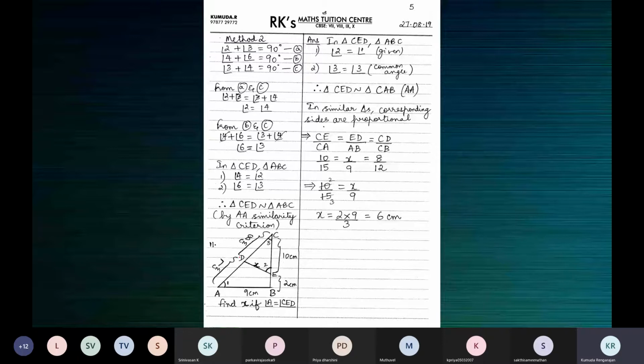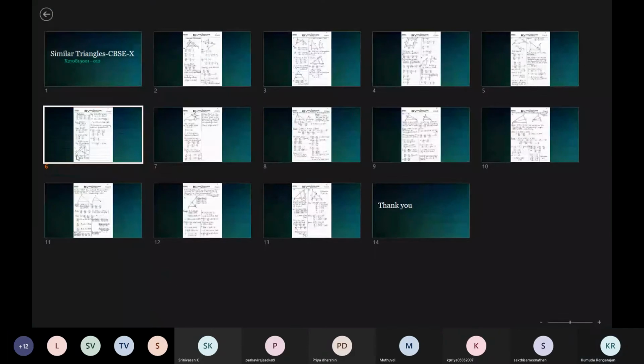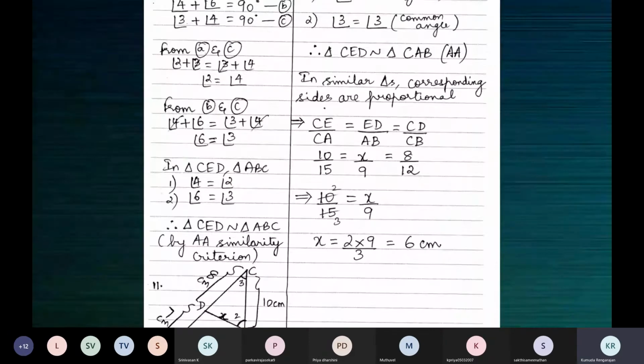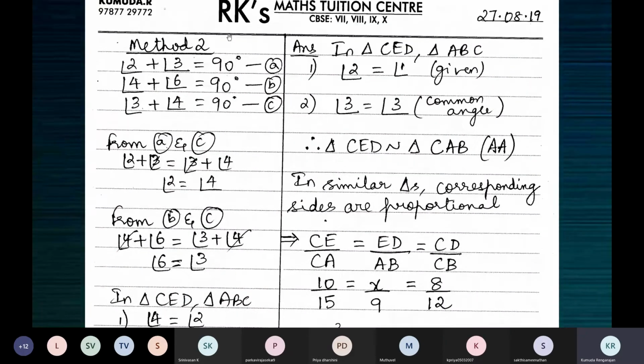Now don't say that the earlier one was easier, so we'll use that. This idea is different. So please learn both the methods. Please learn the alternate approach also. Here we don't have to prove that the lines are parallel. Write these three results. Compare.